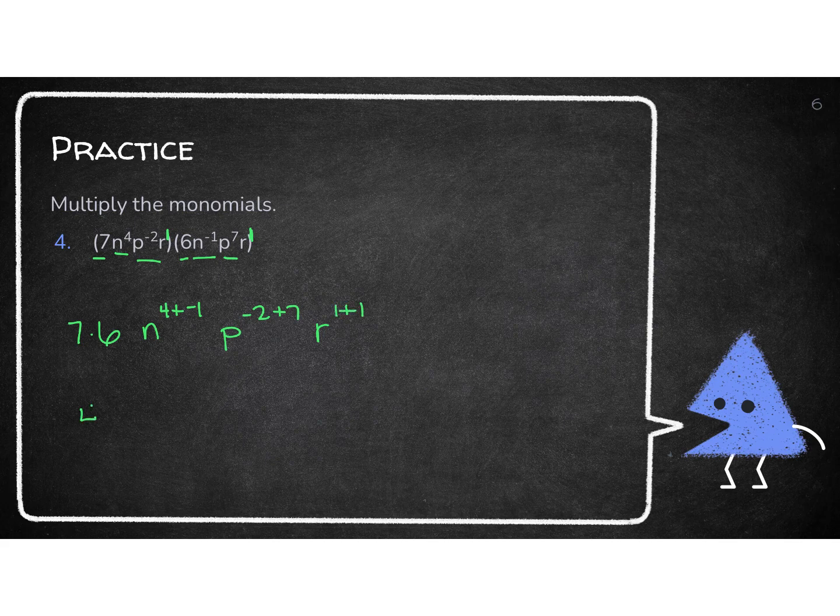So 7 times 6 is 42. 4 plus a negative 1 is going to give me 3. Negative 2 plus 7 is going to give me 5. And then r to the 1 plus 1 is 2.